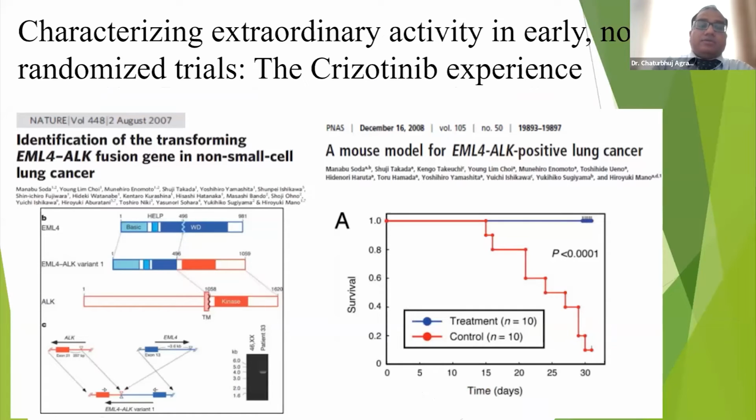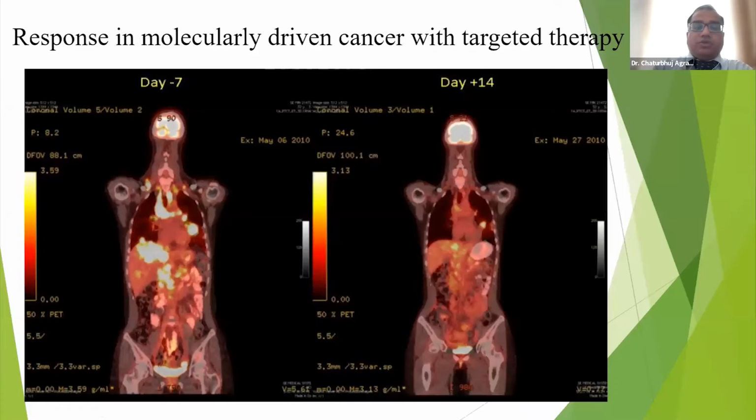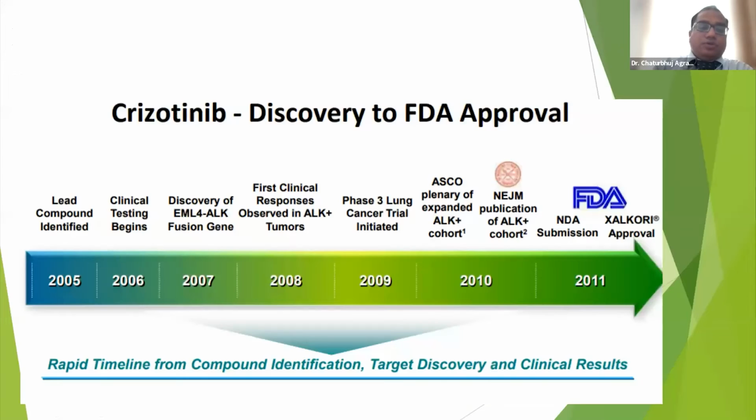With this background, I would like to tell you about the crizotinib experience. We all know that crizotinib is a highly active agent against EML4-ALK translocated non-small cell lung cancer. This was a mouse model for EML4-ALK positive lung cancer, and these were the responses which practically we can see from every corner of the room. We don't need any arrow to point out the responses to these drugs.